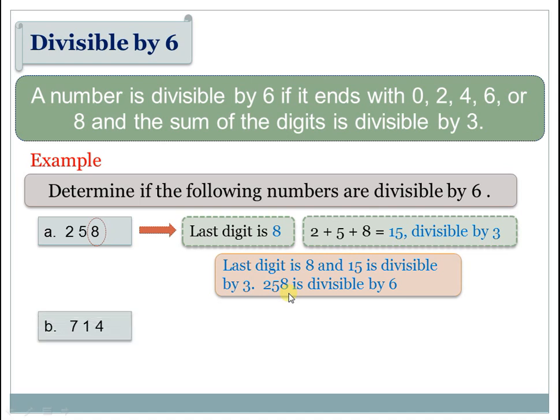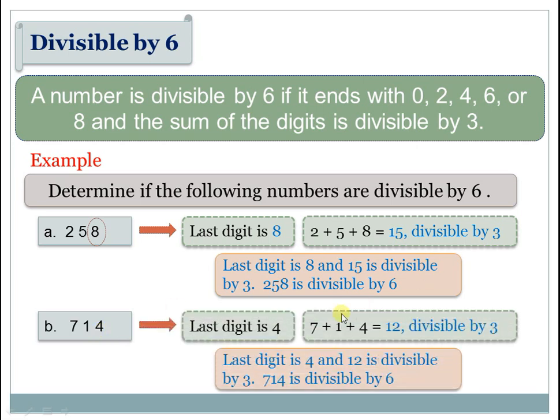Let's have one more. Check first the last digit. From the rule here, it ends with 4. So the next thing we have to do is to check if it is divisible by 3. So 7, these are the digits. 7 plus 1 plus 4 is 12. 12 can be divided by 3. Therefore, we could say that 714 is divisible by 6. Okay?